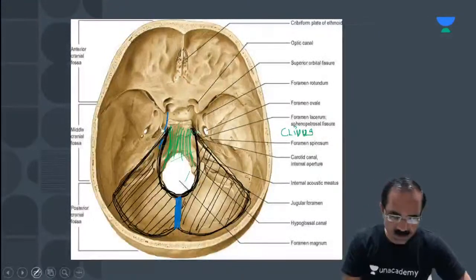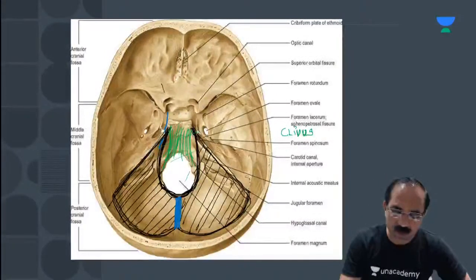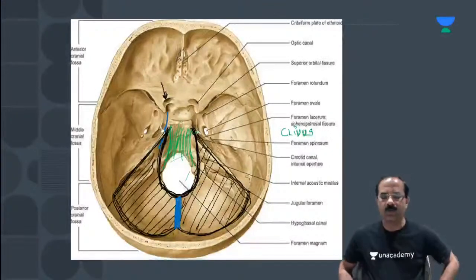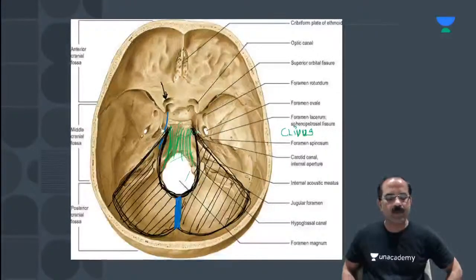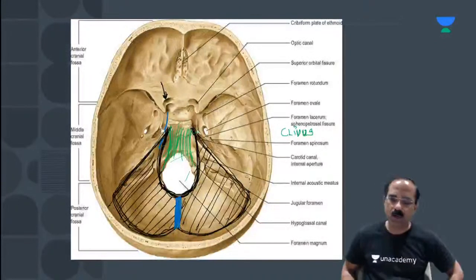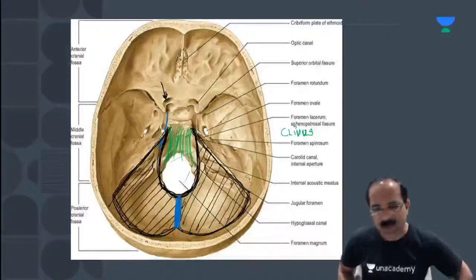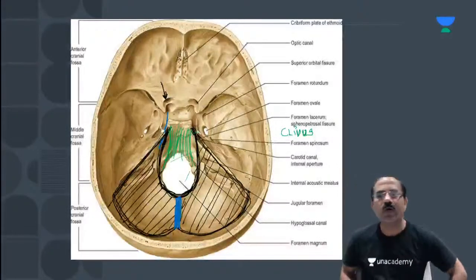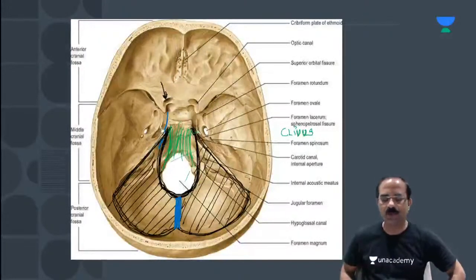Just one last thing, tell me in this slide, what is this here? What is this foramen? That's the optic canal. And what passes through this? The optic nerve and ophthalmic artery pass through it. Clear? So optic foramen, optic canal, what passes is the optic nerve and ophthalmic artery.